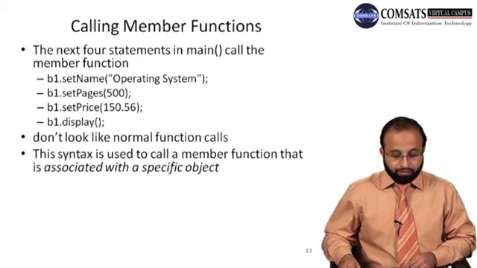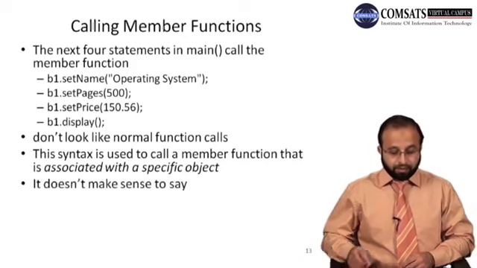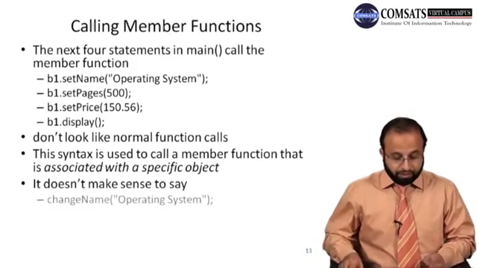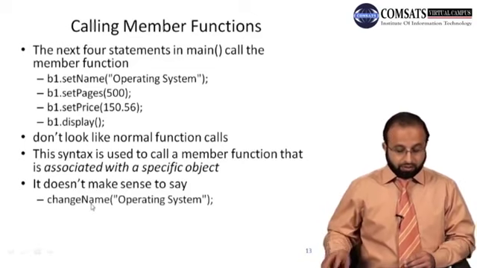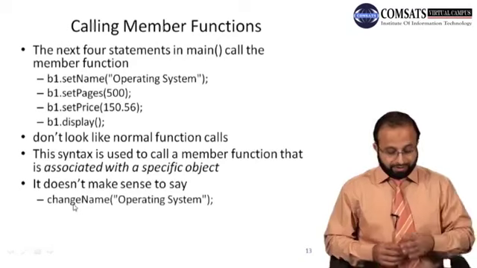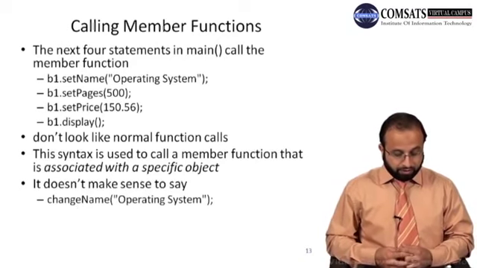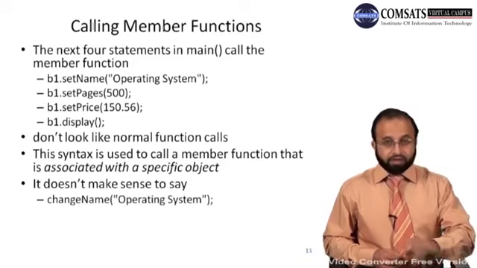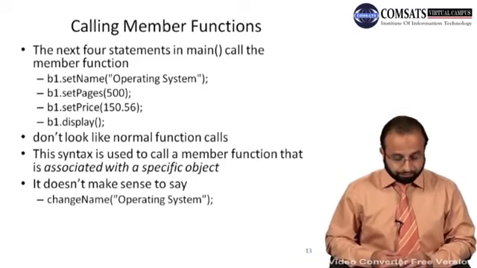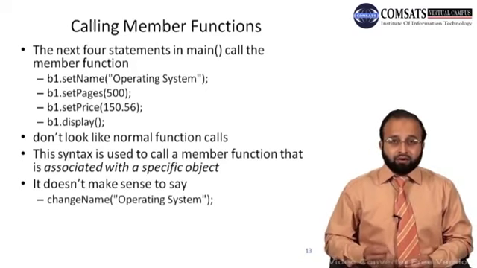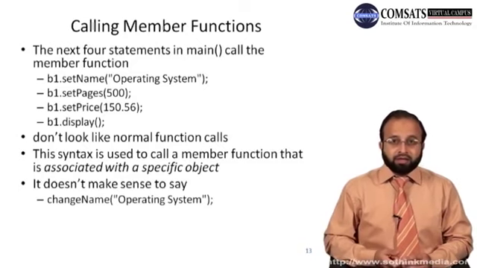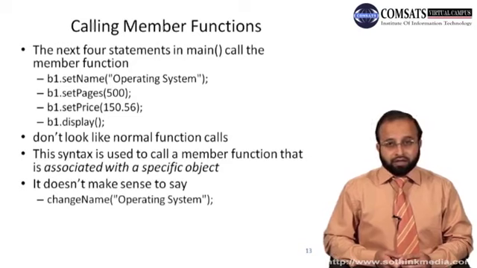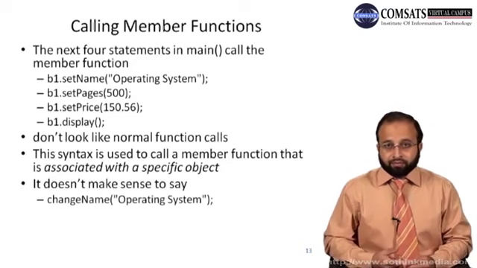This syntax is used to call a member function that is associated with a specific object. It does not make sense to say change name operating system. So you're passing some value, operating system, to a set name function. Assume that this is a set name function. I'm sorry for this, that there are some functions like change name or set name. This is actually the set name. So if I call this function set name without an object, object के बगैर अगर कॉल करें, so ये जो string है operating system ये किस name को assign कर देगा जो private data member है किस object का.